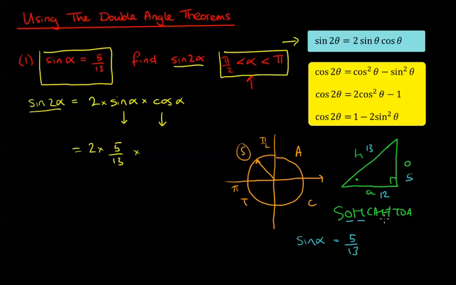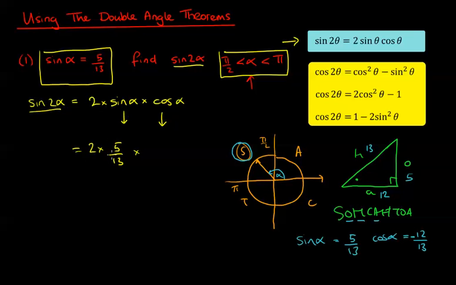Now let's work out cosine. Cosine of the angle in this particular one is adjacent, which is 12, over the hypotenuse, which is 13, so 12/13. But remember, sine is the only one that is positive here, so cosine of the angle alpha needs to be negative, so we need to stick a negative in. So cos alpha has got to be negative 12/13.